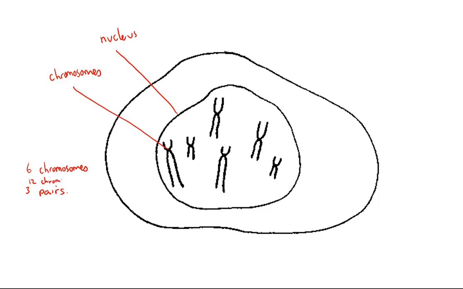Then this little cell just shows us a typical animal cell with its chromosomes. Okay, so here we have the nucleus, and within here we have the chromosomes. And just to continue it, you can see here that we've got 6 chromosomes. So that means that we have got 3 pairs of chromosomes. Now, each chromosome here is made up of 2 chromatids. So altogether we've got 6 chromosomes, but 12 chromatids.